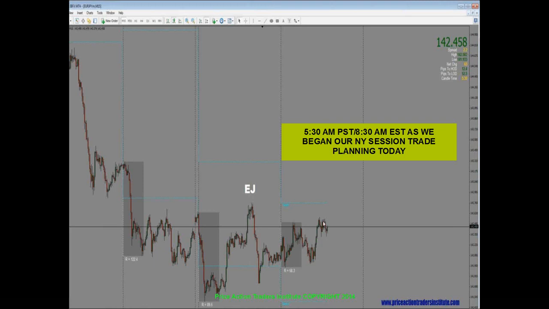Here up on your screen is the EJ, the Euro Yen. It was 5:30 a.m. Pacific, 8:30 Eastern, as we began the trade planning session today. You can see the price is in a range. How did I identify that? Initially, price action moved down. It moved up, it moved down, it moved up. I don't care so much how wide the range is. In this case, it was 65 pips. You can see it right up in here. I don't really care about that. What I care about more is what is the actual price action. So look at this again with me.